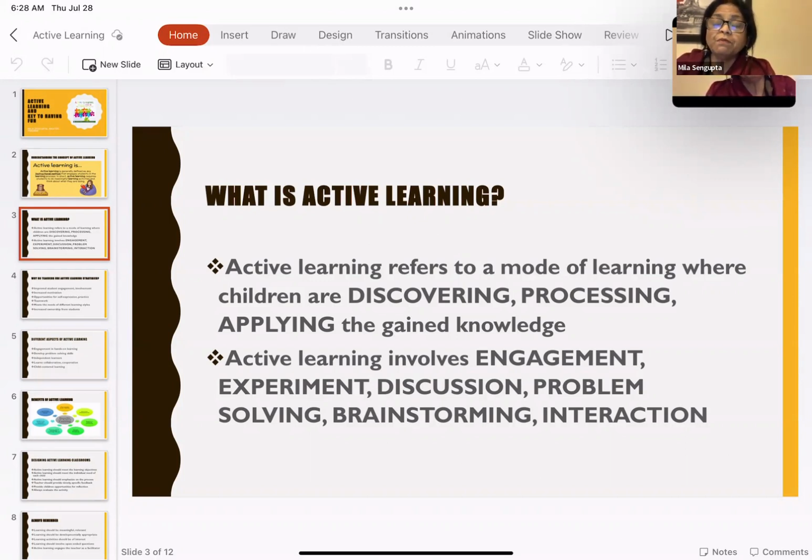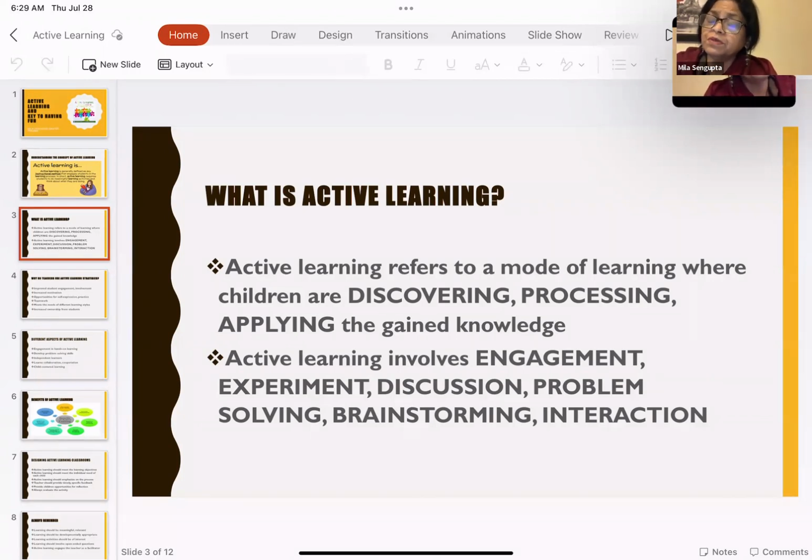You have to keep in mind when you plan or organize a setup for active learning that children will be engaged actively. They would be taking part in activities. They will be experimenting. They will use all their senses to find something. They would discuss and have constant back and forth conversation as well, because conversation has to happen very actively. And the outcome of these discussions or conversations is actually problem solving.